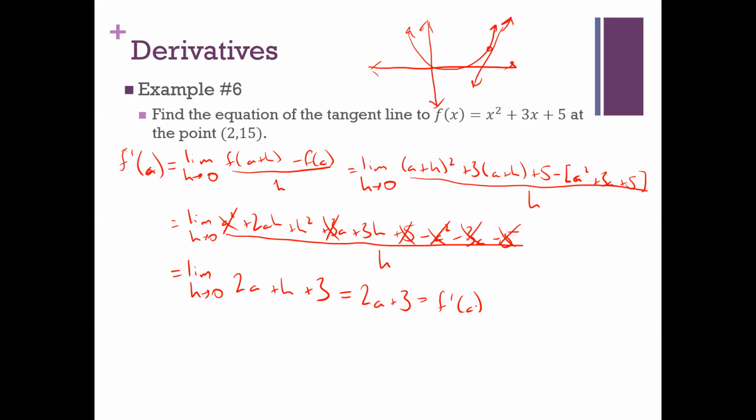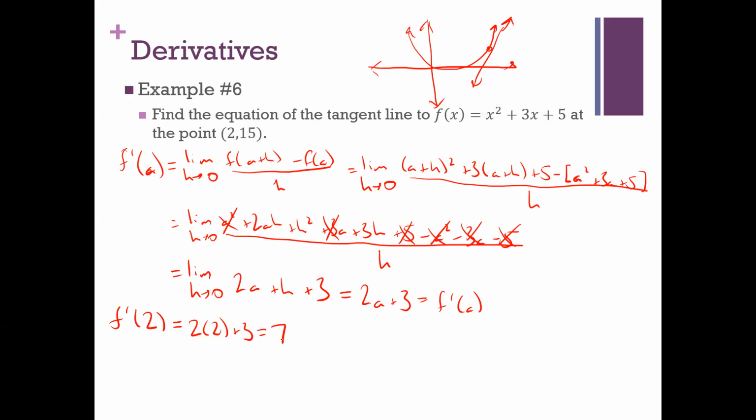I want to find the equation of the tangent line. What information about the tangent line can I get from the derivative? Slope, right? And that's really what a derivative is. It gives me instantaneous rate of change, or the slope of a tangent line. So I want f prime of what value? 2. That's the x value I care about. So f prime of 2 is going to be 2 times 2 plus 3, which is equal to 7.